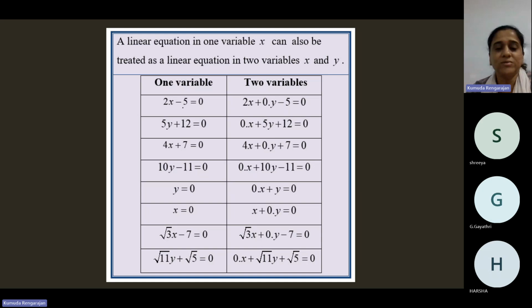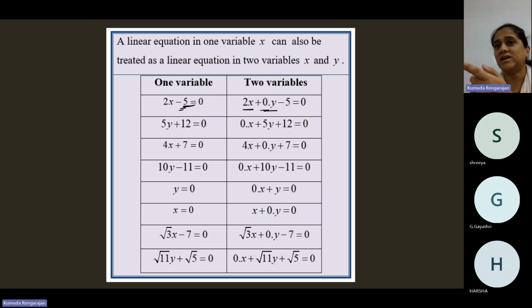So what is missing here? The y variable. So 2x plus 0y minus 5 is equal to 0. Whichever variable is missing, show that as 0x or 0y. That's all. If x is missing, put 0x. If y is missing, put 0y, like this.